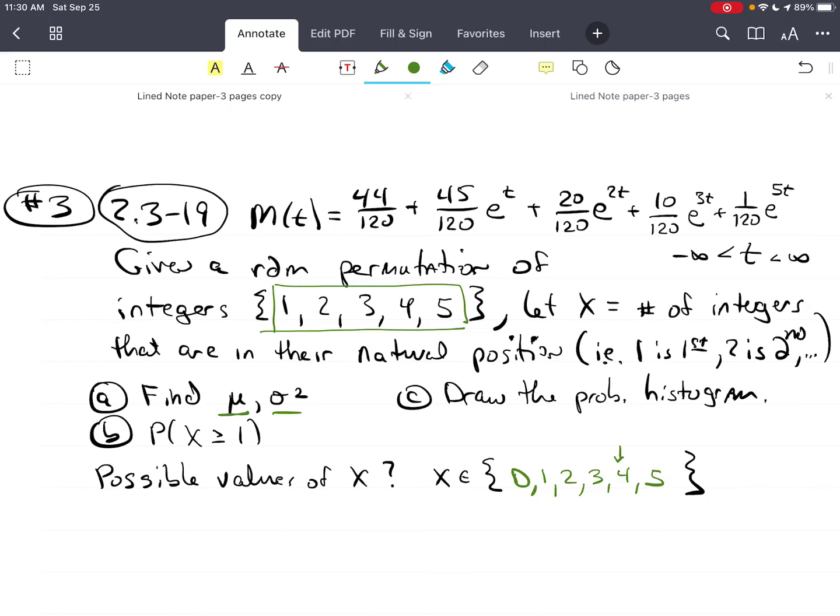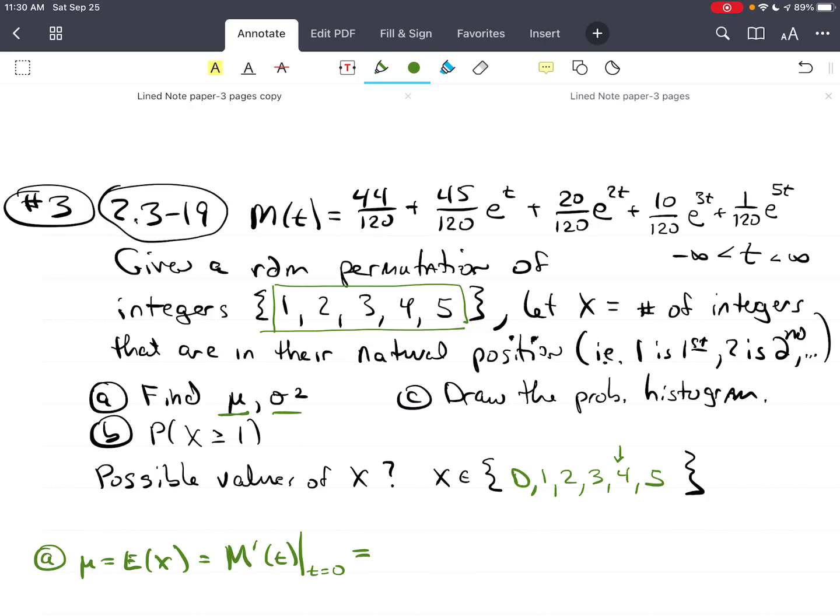So let's find mu, which is the expected value of x. This is equal to the derivative of m of t at t equals 0. I don't like to write m prime of 0 because students try to plug in 0 first, and you cannot do that. If you do that, and you take the derivative with respect to t, you get 0 because there's no t left in the equation.